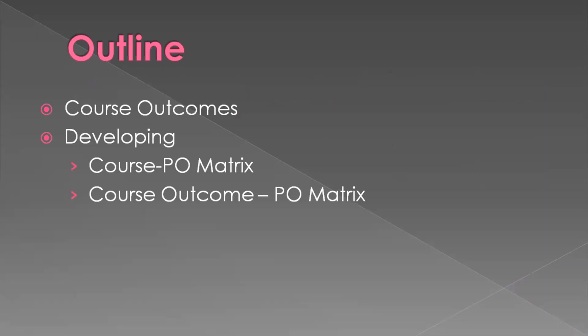Let me introduce you to the outline of the contents for today. First, we'll be talking about course outcomes. Then we will discuss course PO matrix development, and then course outcome PO matrix development. These are two different matrices. The first one is the course PO matrix. The second one is the course outcome PO matrix. But first we'll be discussing course outcomes.